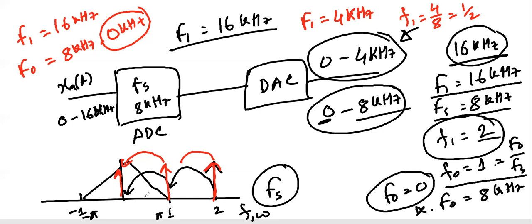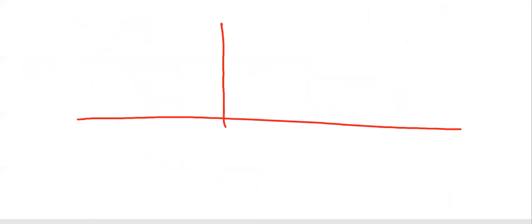Where is the half value? We already know that if it is on the half or less than half, in between minus half to plus half, that is the baseband signal. That is the baseband signal, and that's why we are getting the signal 4 kilohertz as it is. Let me clear it up. This is the end portion.